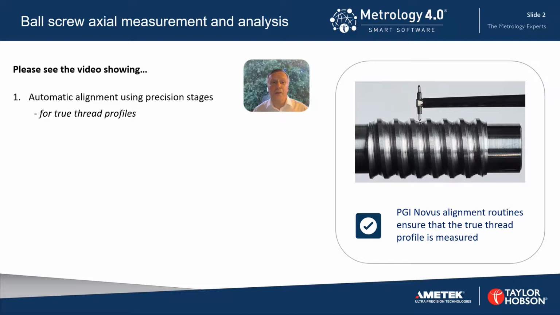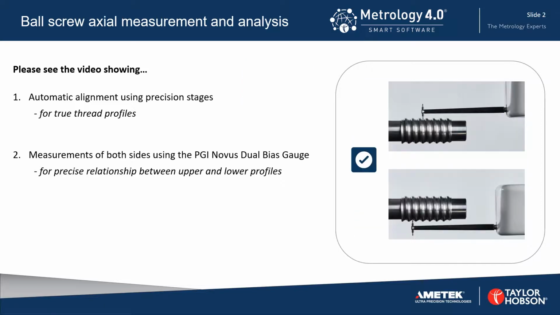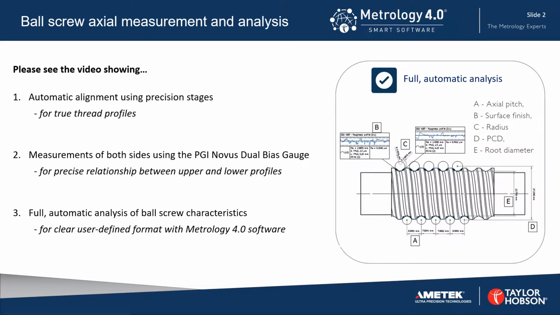Hello and welcome to this short video showing ball screw axial measurement and analysis on the PGI NOVUS using Metrology 4.0 software. The video shows automatic alignment of the ball screw using precision stages, measurements of both sides of the ball screw using the PGI NOVUS dual bias gauge, and finally, full automatic analysis of ball screw characteristics.